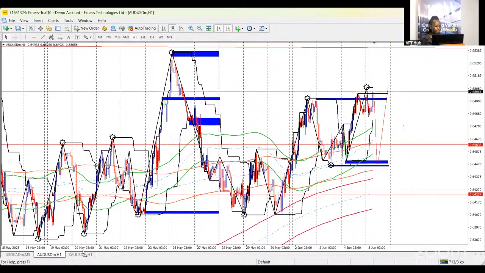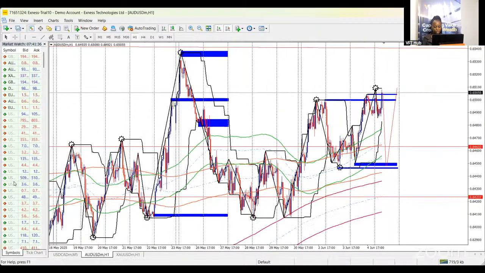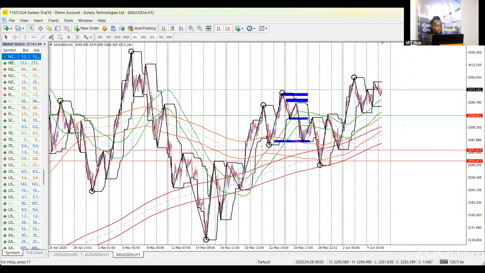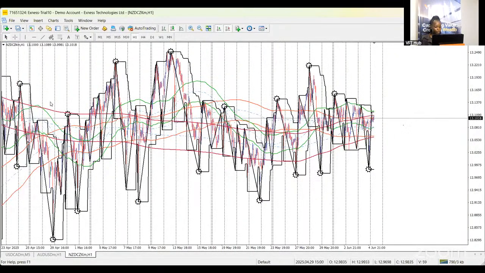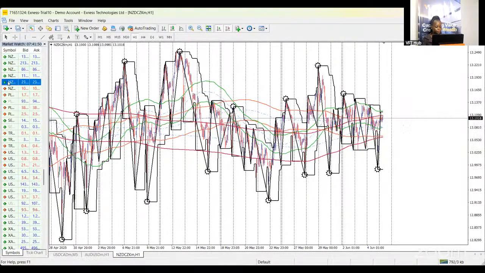Okay, so now we're going to look at the third asset class that I look at, which is NZD/USD. Remember, our focus for today is commodity currencies and indices. So NZD/USD being the final asset class I'll be looking out for before my colleague comes on board to wrap this session up.